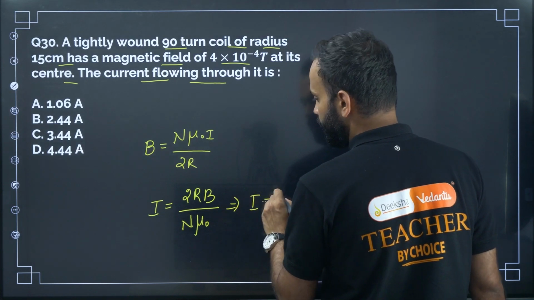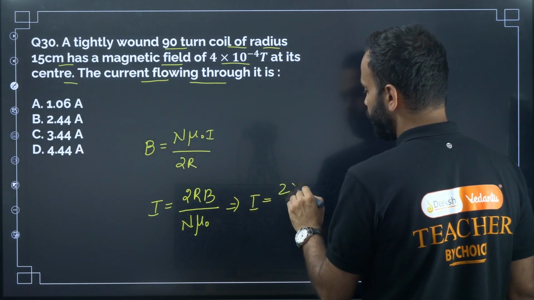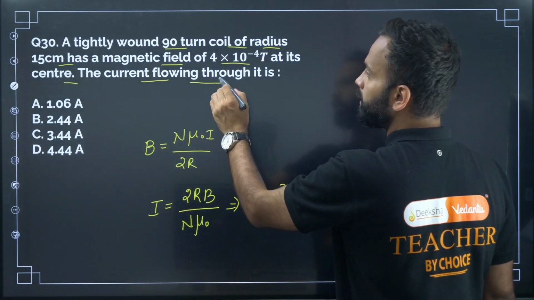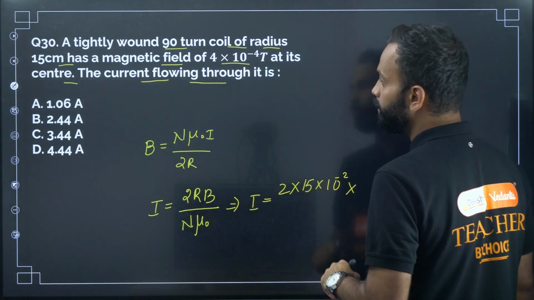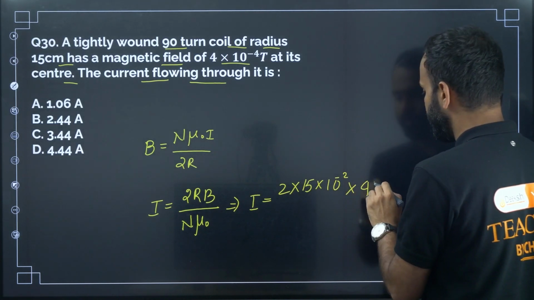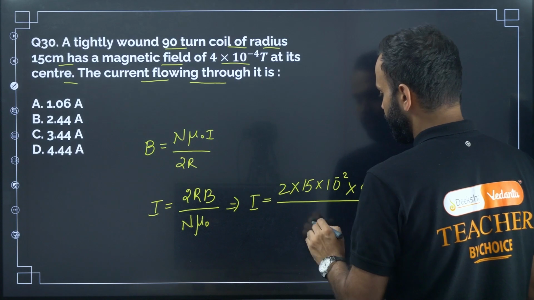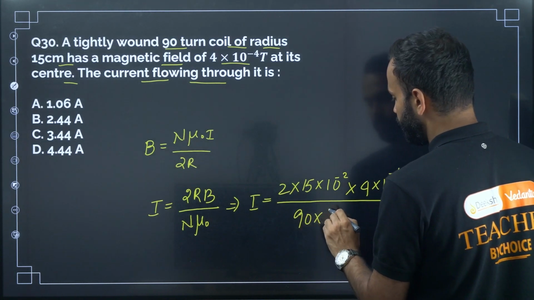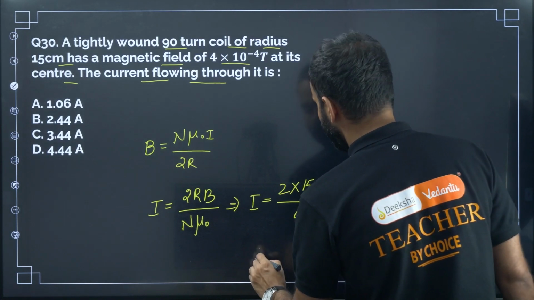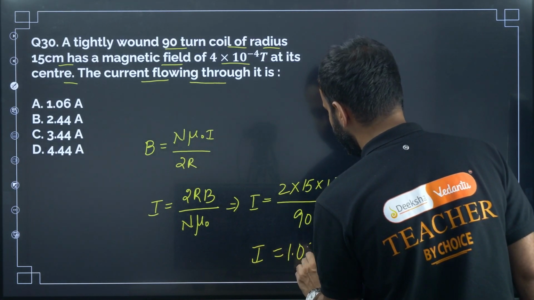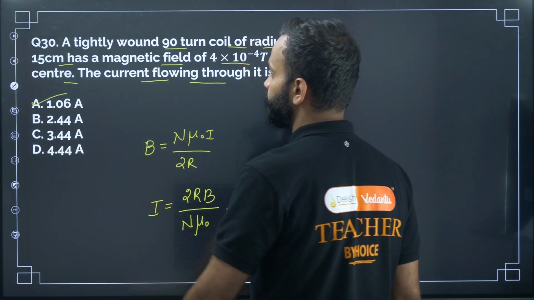So now I is equal to 2 into R, where R is 15 centimeter, 15 into 10 to the power minus 2, into B, 4 into 10 to the power minus 4, divided by N, which is 90, into mu naught, 4 pi into 10 to the power minus 7. Now solve this, you will get I equal to 1.06 ampere. So the correct option is A.